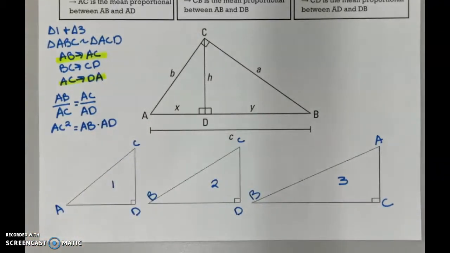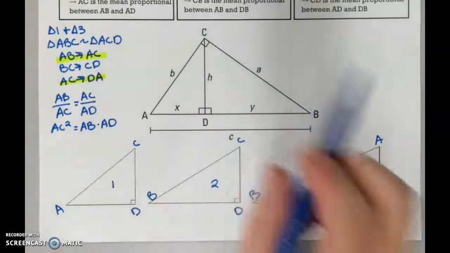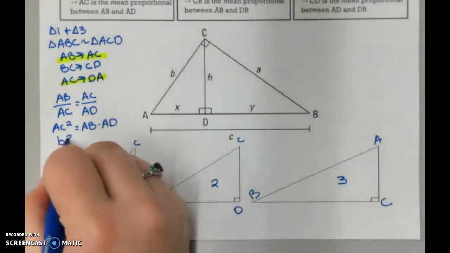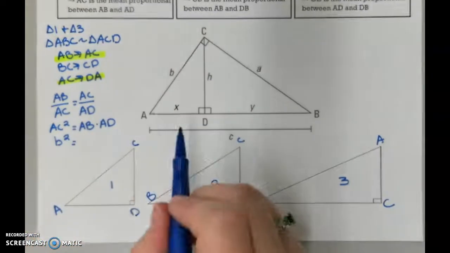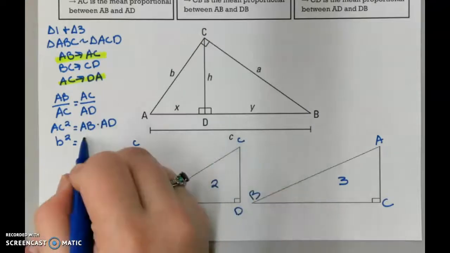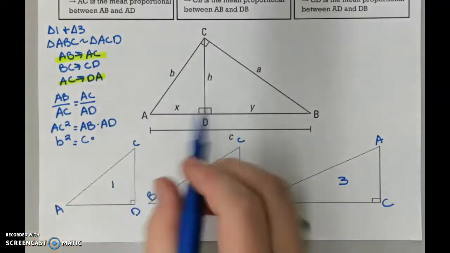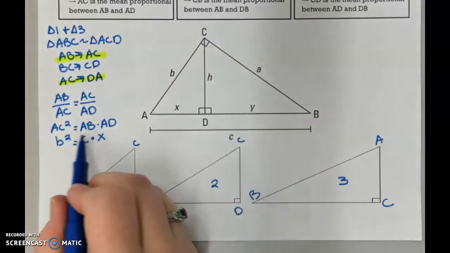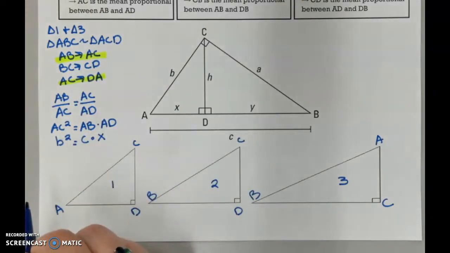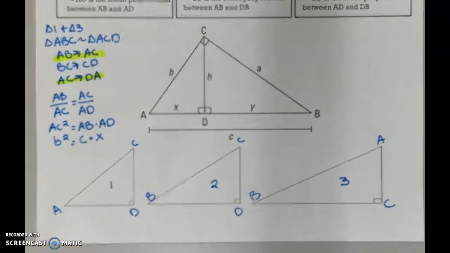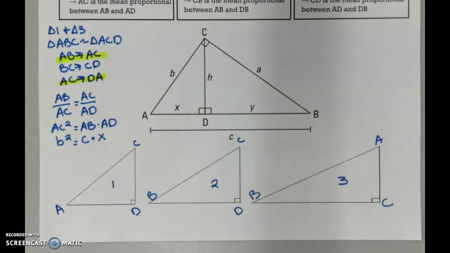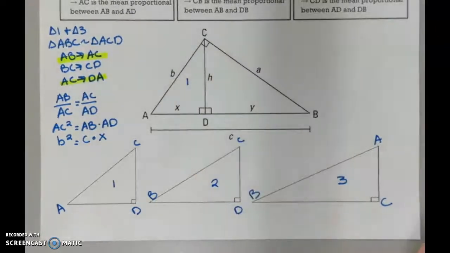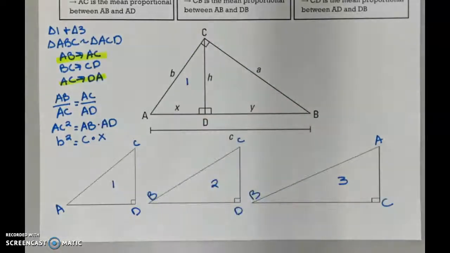Now, if I'm looking at what those segments are on my triangle here, AC is the length b, so b squared is equivalent to AB, which is the segment c, and AD is x. So if I knew at least two of those values on my triangle, I could find the missing one. So that's the relationship between triangle 1, ACD, and our bigger triangle.